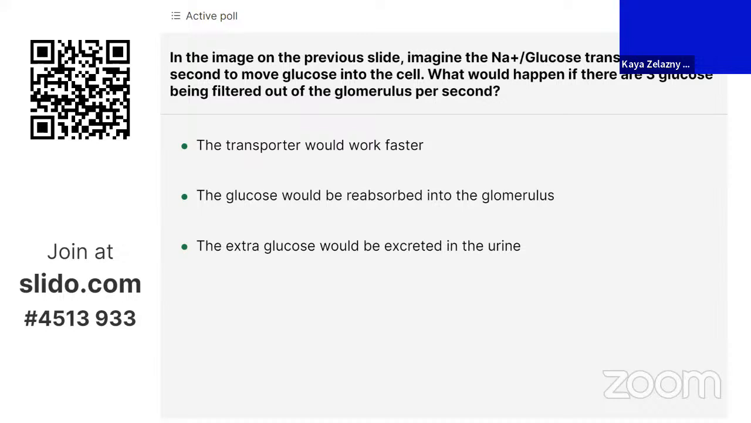And we're going to be thinking about glucose for a bit. So looking at that image or thinking about that image, I want you to imagine that that sodium glucose transporter takes like a second to move a single glucose into the cell. We've got lots of filtrate flowing past. So what do we think is going to happen if instead of just having one glucose traveling along through the filtrate, we have three passing by the cell at the same time?